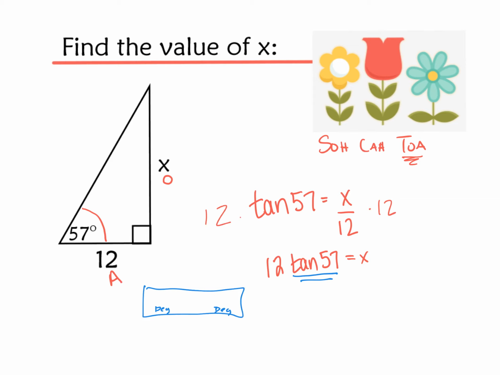So if I type in 12 times the tangent of 57 and round to just one decimal place, we get x is equivalent to 18.5. So the length of this side is 18.5.